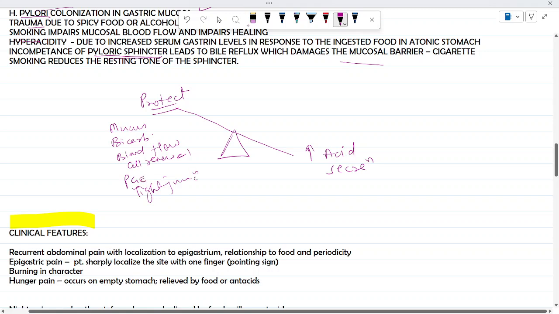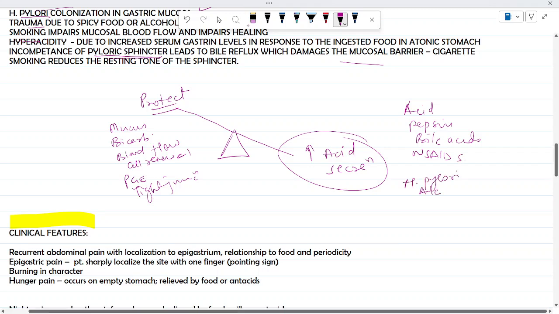And the factors that increase the acid secretion are acid, pepsin, bile acids, non-steroidal anti-inflammatory drugs, H. pylori, and alcohol. So the whole pathogenesis is because of the imbalance that develops between the factors that protect and the factors that cause an increase in acid secretion.